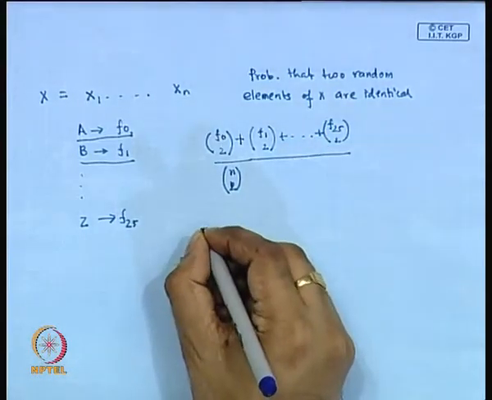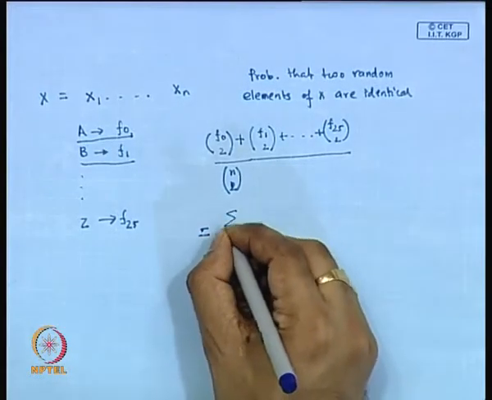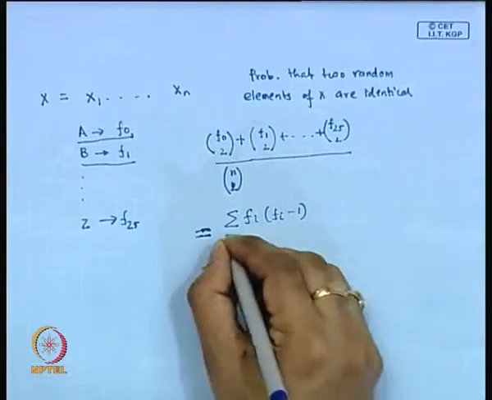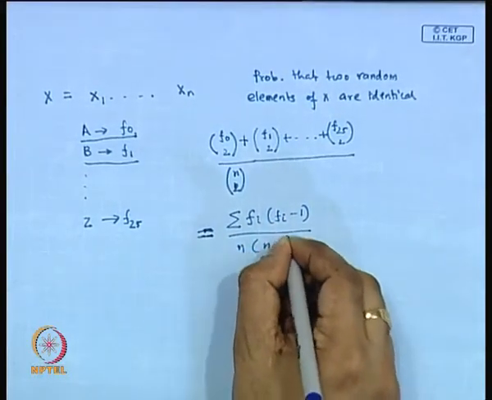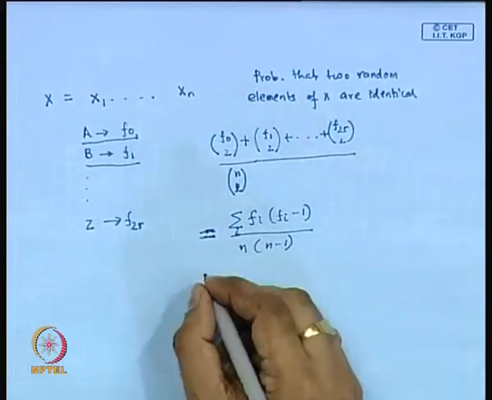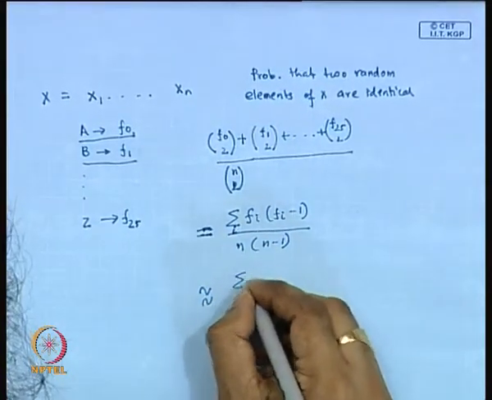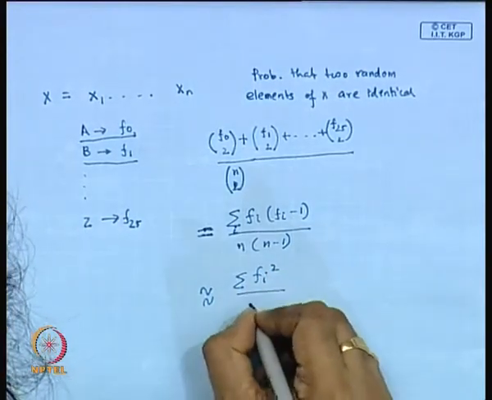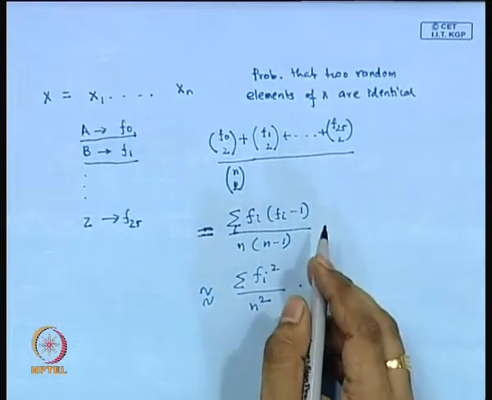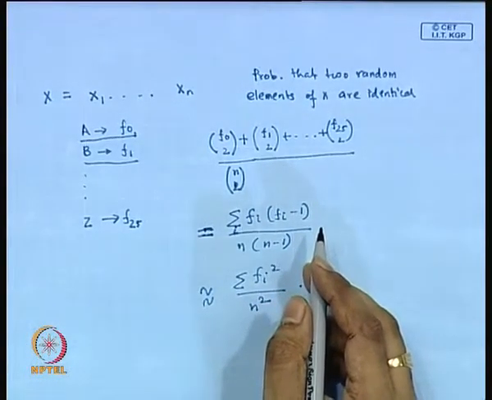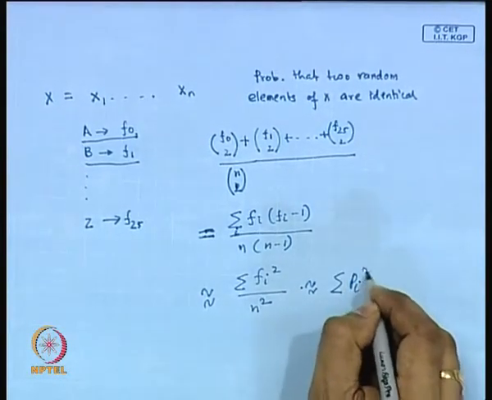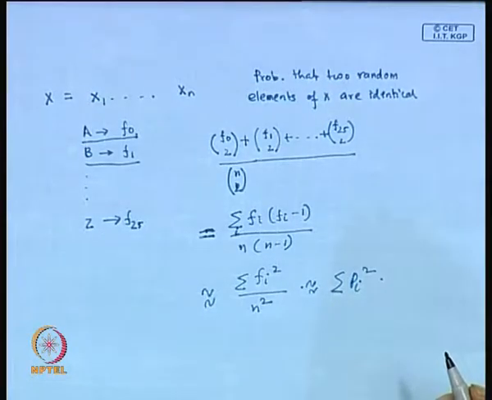So you can approximate this, and this will be equal to sigma fi into fi minus 1 divided by n into n minus 1, okay, for all possible i's. So this you can approximate and make it equal to sigma fi square by n square. You can bring this n square below, and you can neglect this minus 1, okay. So this will work out to be equal to sigma pi square, okay. So that is the square of the probability.